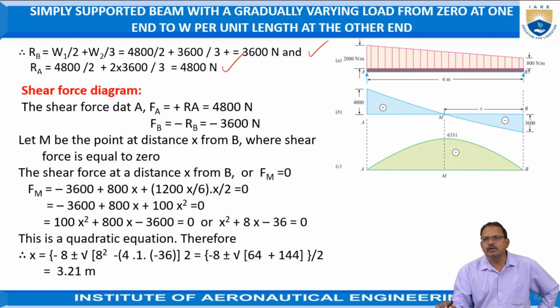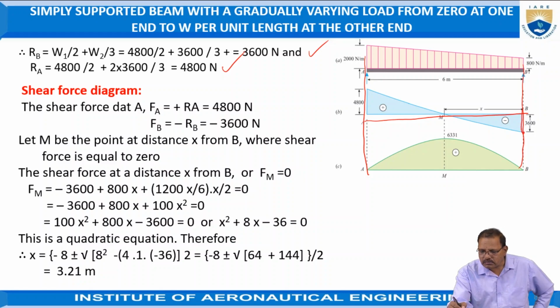Now draw the shear force diagram. First of all, after representing the simply supported beam subjected to a combination of uniformly distributed load and gradually varying load, draw the lines passing through points A and B, and at a convenient distance draw horizontal lines to represent the length of the beam. In the downward direction it is 3600 newtons, at the other end it is equal to 4800. Just join them here.